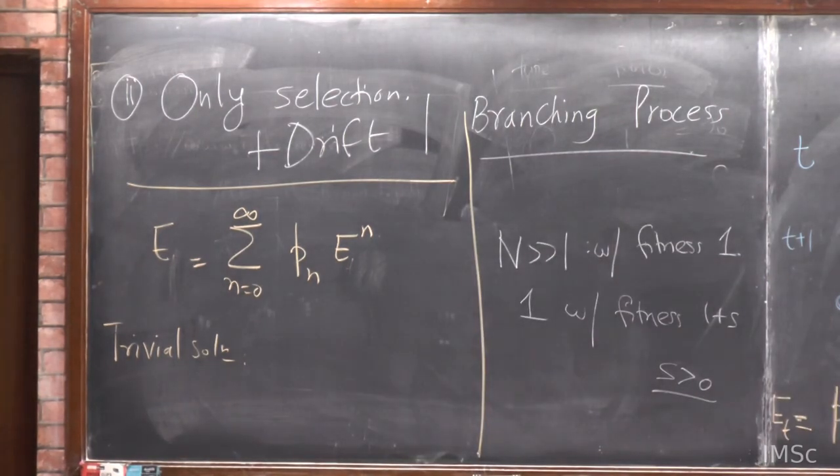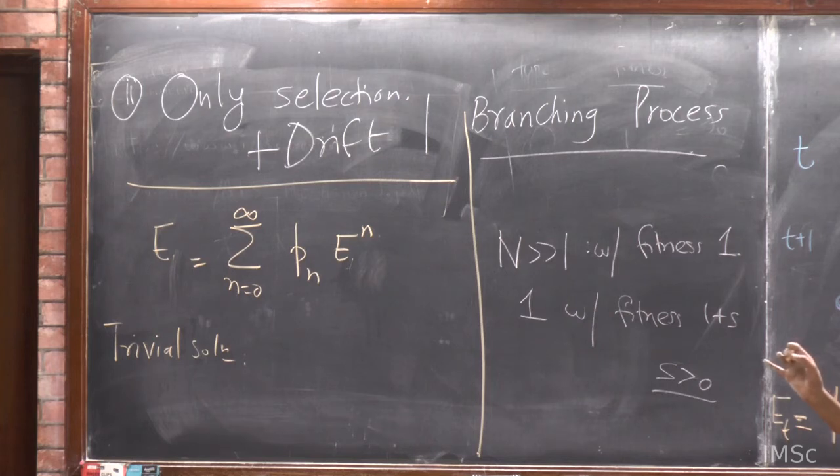Square? If E is 0, is that satisfied? No. P0 is P0 also. So if E is equal to 0 is a solution, if I put it on both sides, I should get 0 equals 0. Is that what I'm getting? No. So E equal to 0 is not a solution.